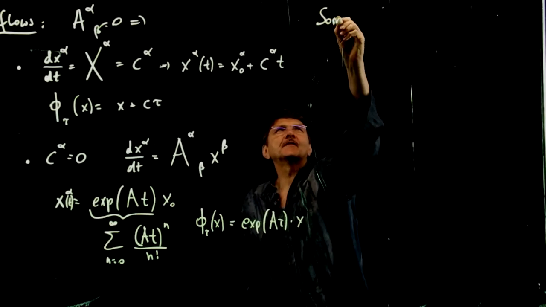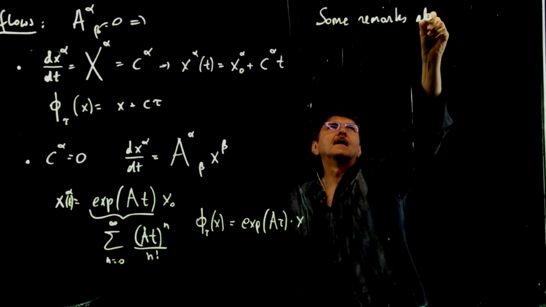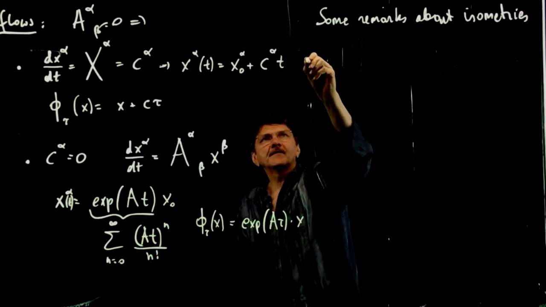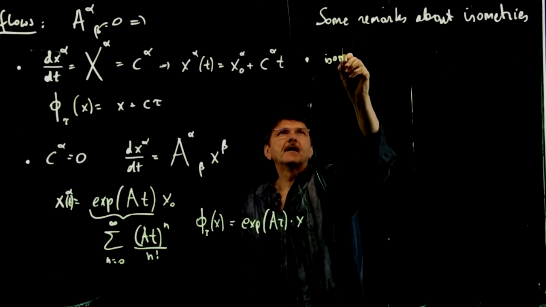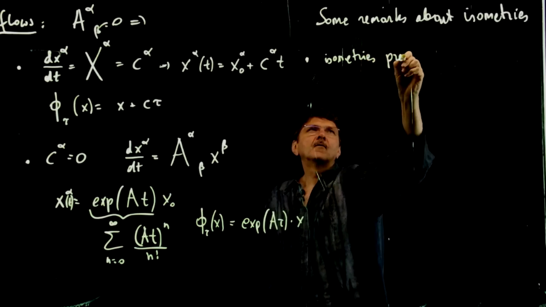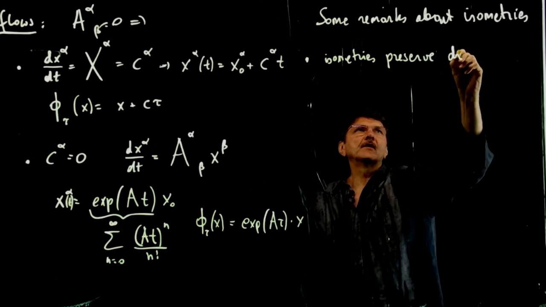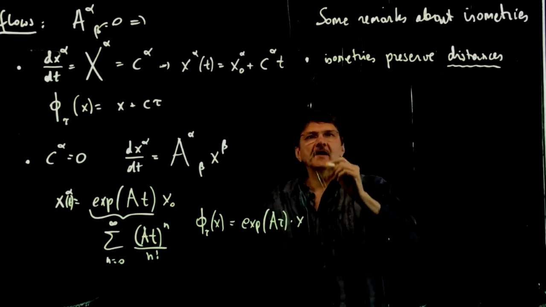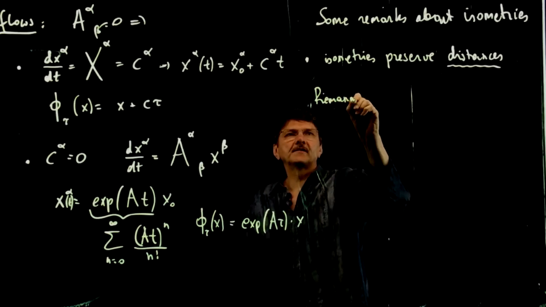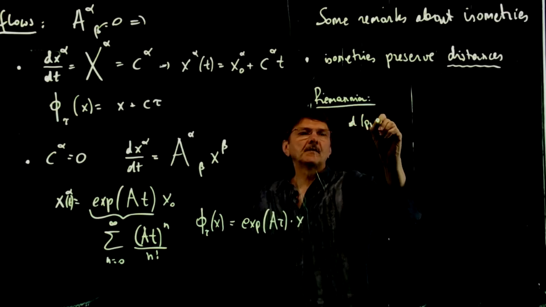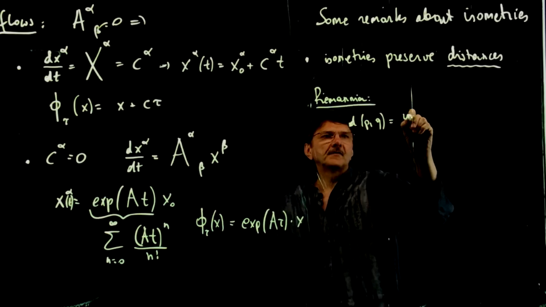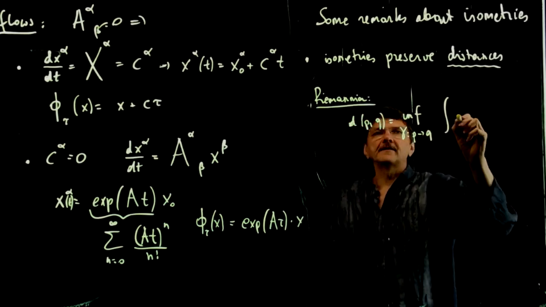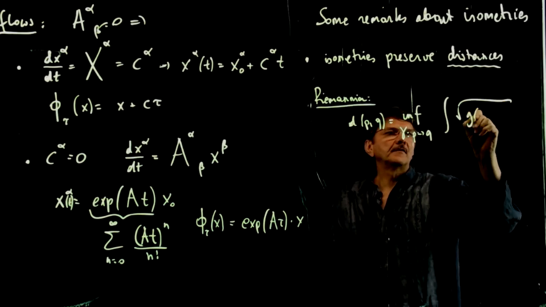So some remarks about isometries. First, obviously, isometries preserve distances. Well, I'm not sure what this means, though, so one has to be a little careful. This is clear in the Riemannian case, at least. So in the Riemannian case, how do you define distance? The distance between two points is the inf over curves from P to Q of the integral of the length of the curve, so G of gamma dot.